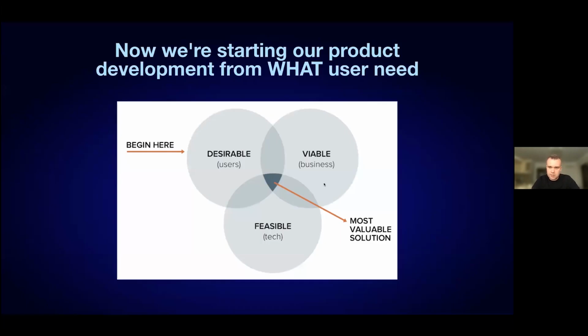The second change is that when developing new features or new technologies, the first thing we think about is whether our users are waiting for it, whether this feature is desirable for our users, and whether it could help them solve their problems. Only after that do we think about whether it's viable from the business perspective. And the third part is whether it's feasible from the technical side.